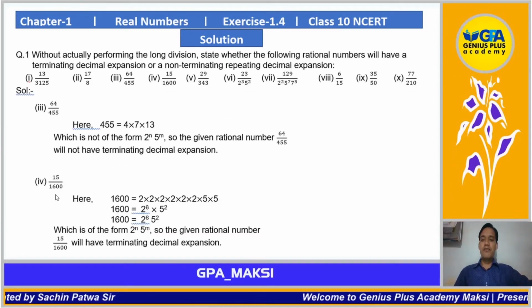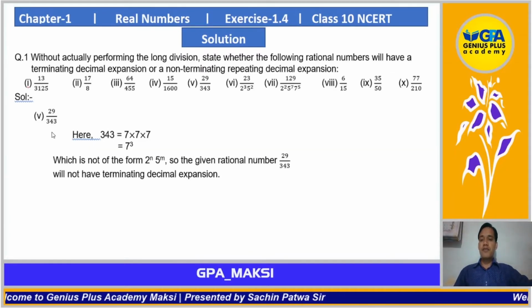So in question number 4 our denominator is 1600. Its prime factorization is 2 into 2 into 2 into 2 into 2 into 2 into 5 into 5. So here 2 appears 6 times and 5 appears 2 times. So 2 raised to 6 into 5 raised to 2. That means it is of the form 2 raised to n, 5 raised to m. So the given rational number 15 by 1600 will have terminating decimal expansion. So pause the screen and note it.